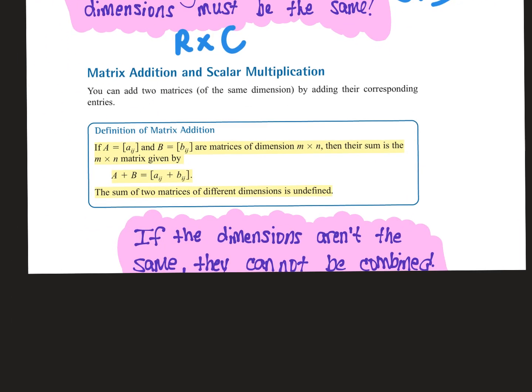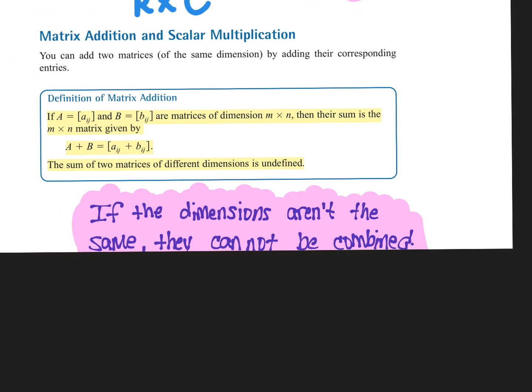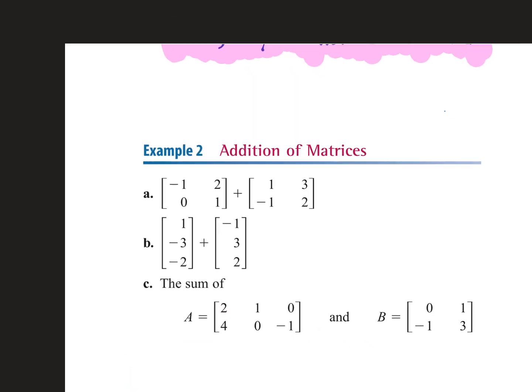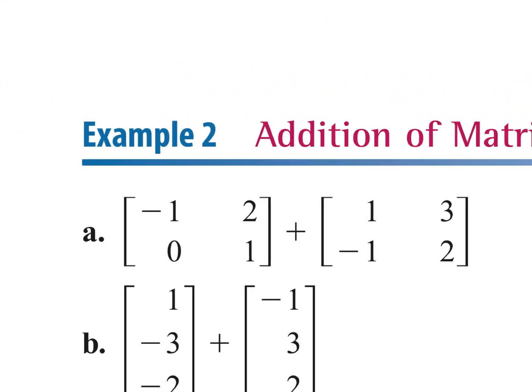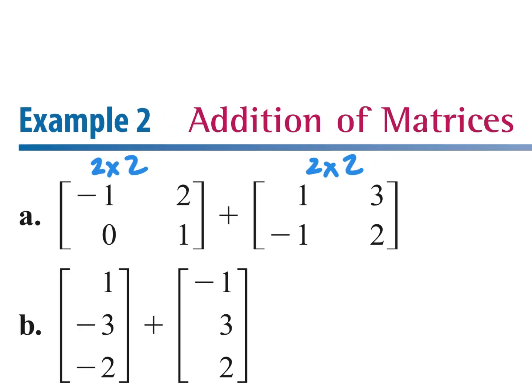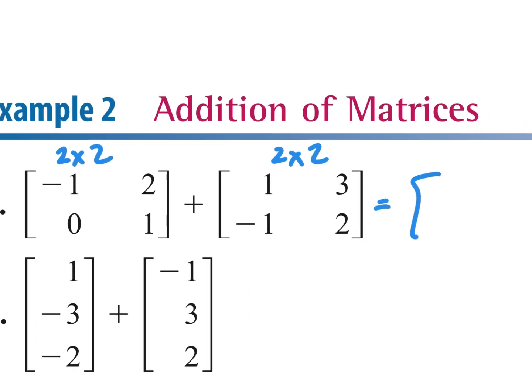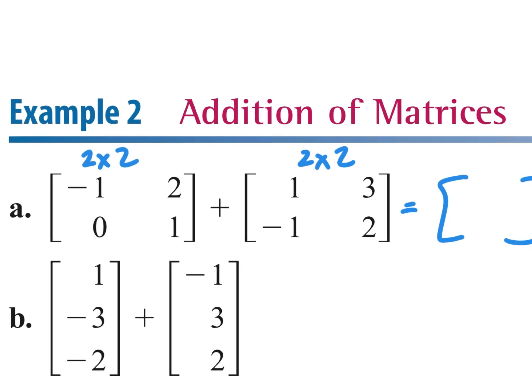Let me show you some examples. If they're not the same, you can't do it. I'll show you. So here are 2 matrices. Do you guys agree we're adding them together? You see the plus sign in the middle, okay? What are the dimensions of A? 2 by 2 and 2 by 2. So they're the same, yes? So you literally just add the corresponding parts. Top left plus top left. What's -1 plus 1? 0.